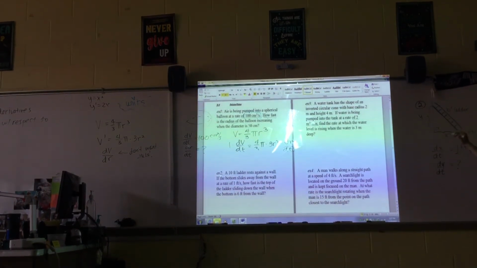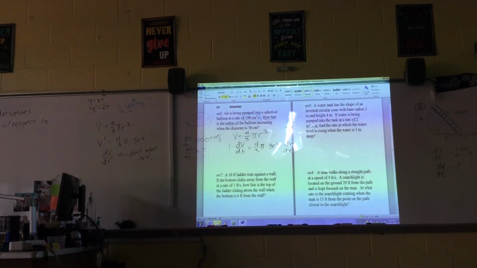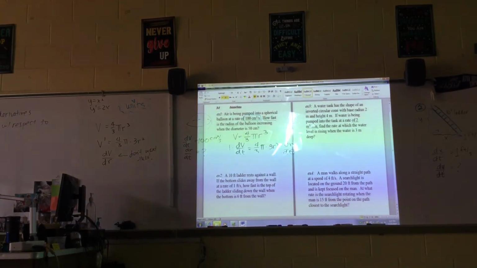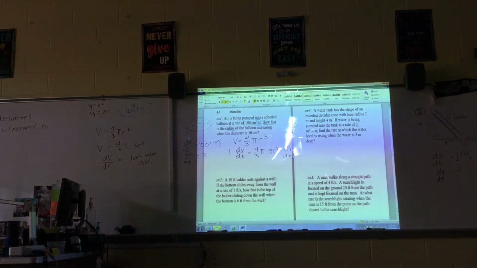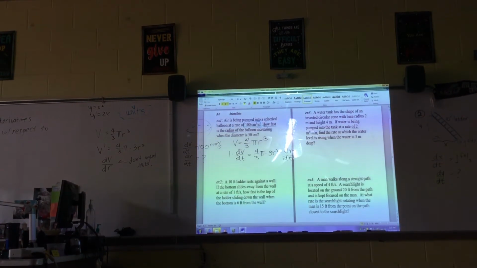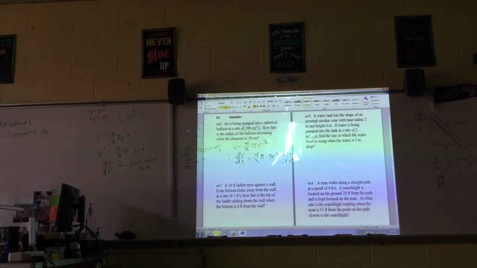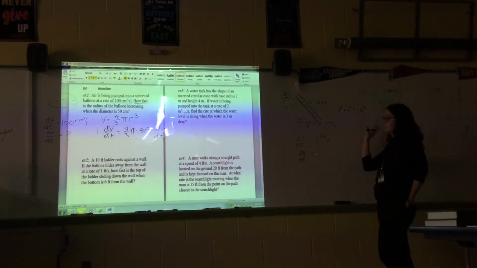It's a right triangle, so I'd have x squared plus y squared equals h squared. Can I put the 10 in? Yes. Why is it okay to put the 10 in? It's always going to equal 10, because it's not changing. If something is always constant, you can leave it that way.